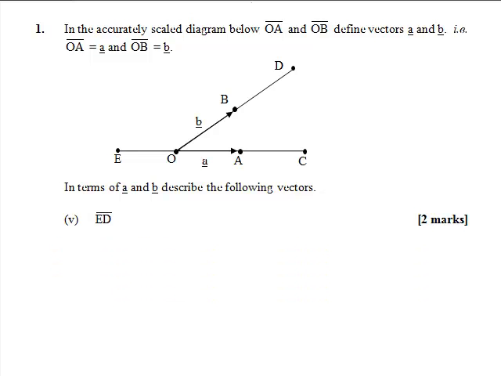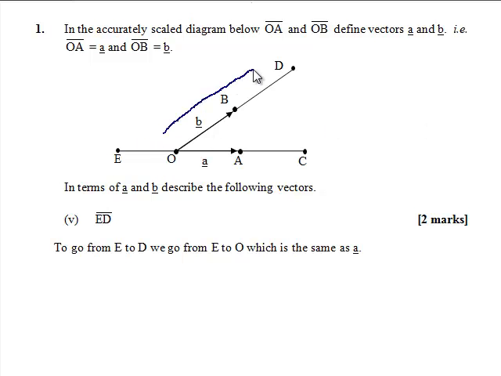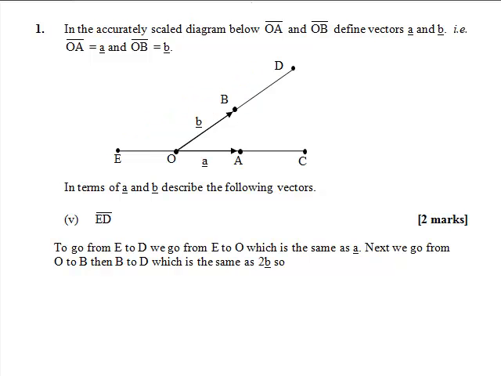And part 5. Go from E to D. The first part of the journey is from E to O, which is the same as A, and then the second part of the journey is from O to D, which is the same as 2B. So that means the journey from E to D is going to be A plus 2B. And that's the end of question 1.